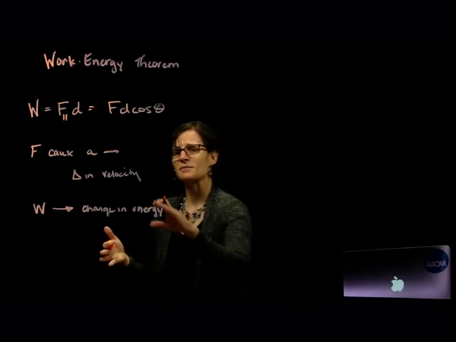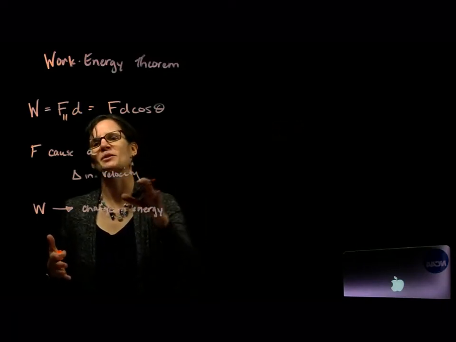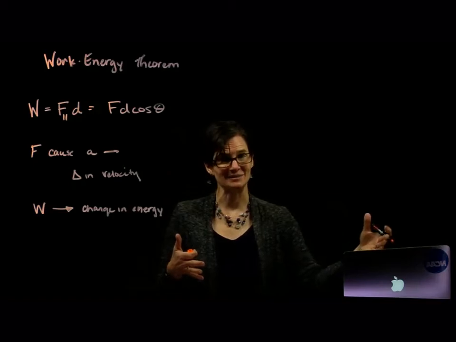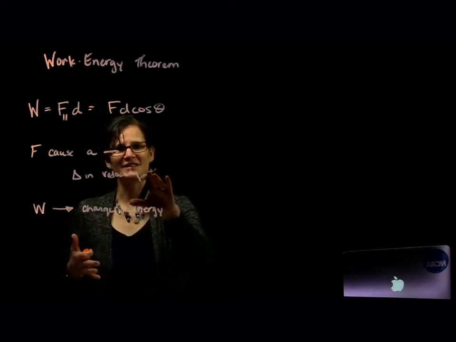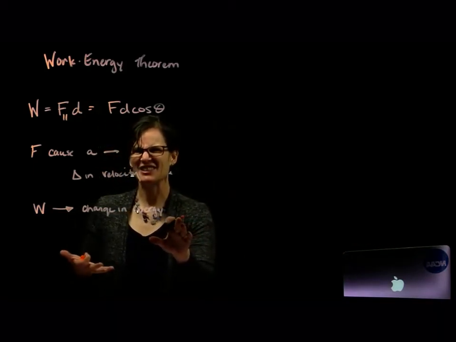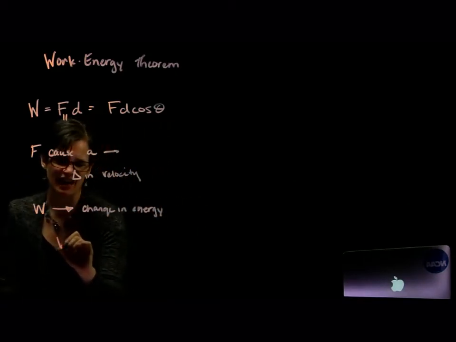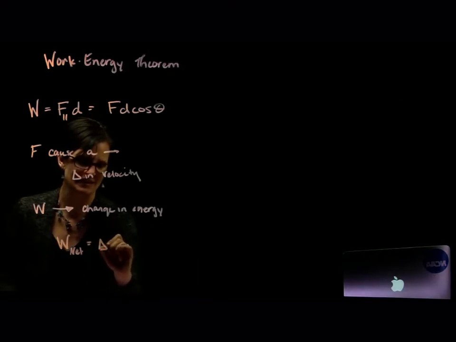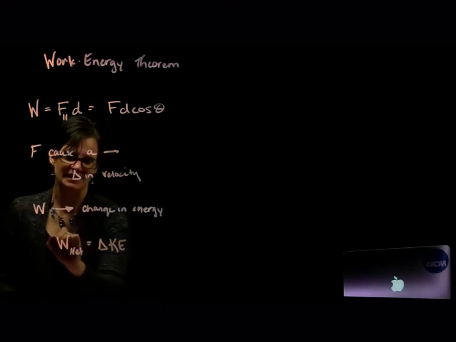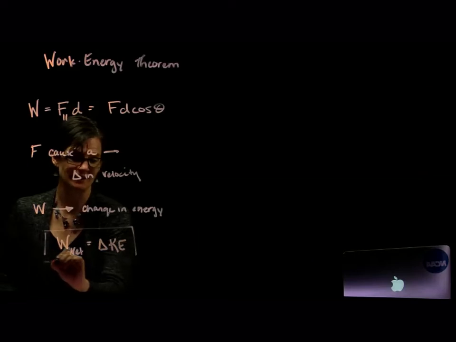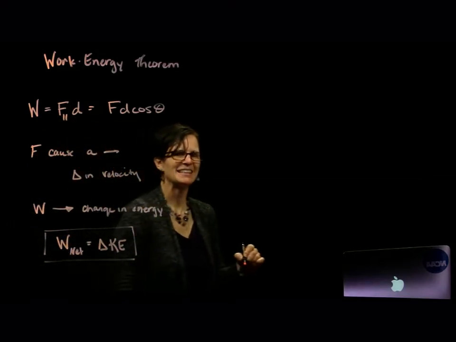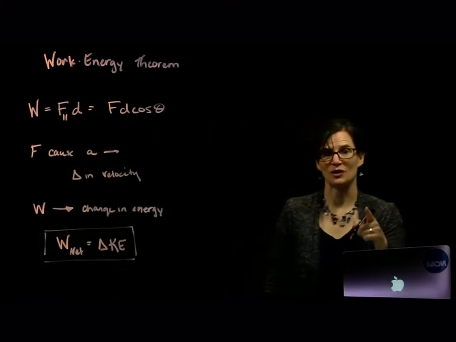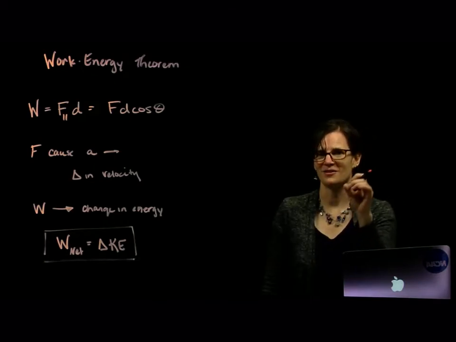But what type of energy are we talking about more concretely? Well, while work is being done, if I'm changing the velocity of the object, then I'm changing the kinetic energy. And that's what the Work-Energy Theorem tells us. It tells us that the net work done on an object changes its kinetic energy. The net work, all of the work done on the object.